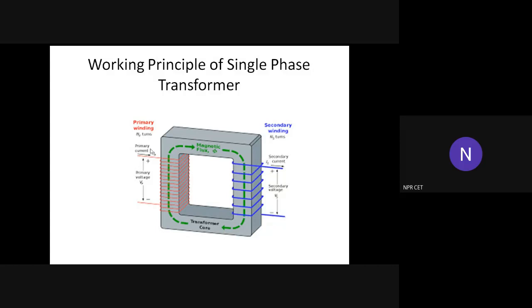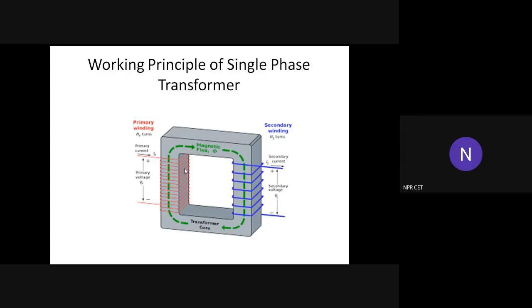Why do they call it the exciting current? The force required to give the flux is the current. So this is the exciting current. Due to the exciting current, a magnetic flux is set up, right? The nature of the flux is alternating. Alternating means the flux varies from 0 to maximum, again to 0, then to negative maximum. It should look like an alternating one, right?